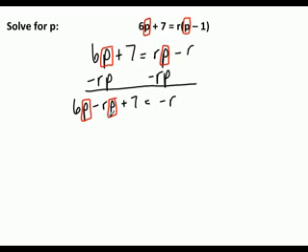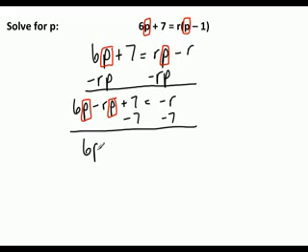Since the P's are on the same side, that's good, but this one doesn't have any P's in it, so I'm going to at least move this over to the other side. So I'm going to subtract 7. I have 6P minus RP equals, these are not like terms, so I'm just going to rewrite them, keeping their sign values, as negative 7 minus negative R minus 7.